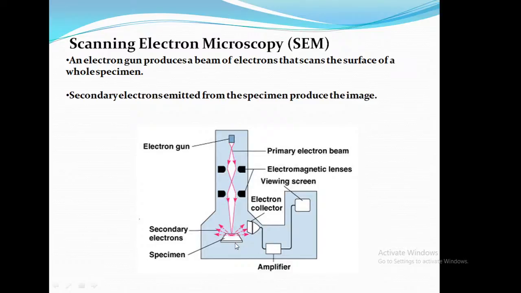Here we hold the specimen for the scanning electron microscope, and then we collect the image, which is passed to an amplifier and shown on the screen.